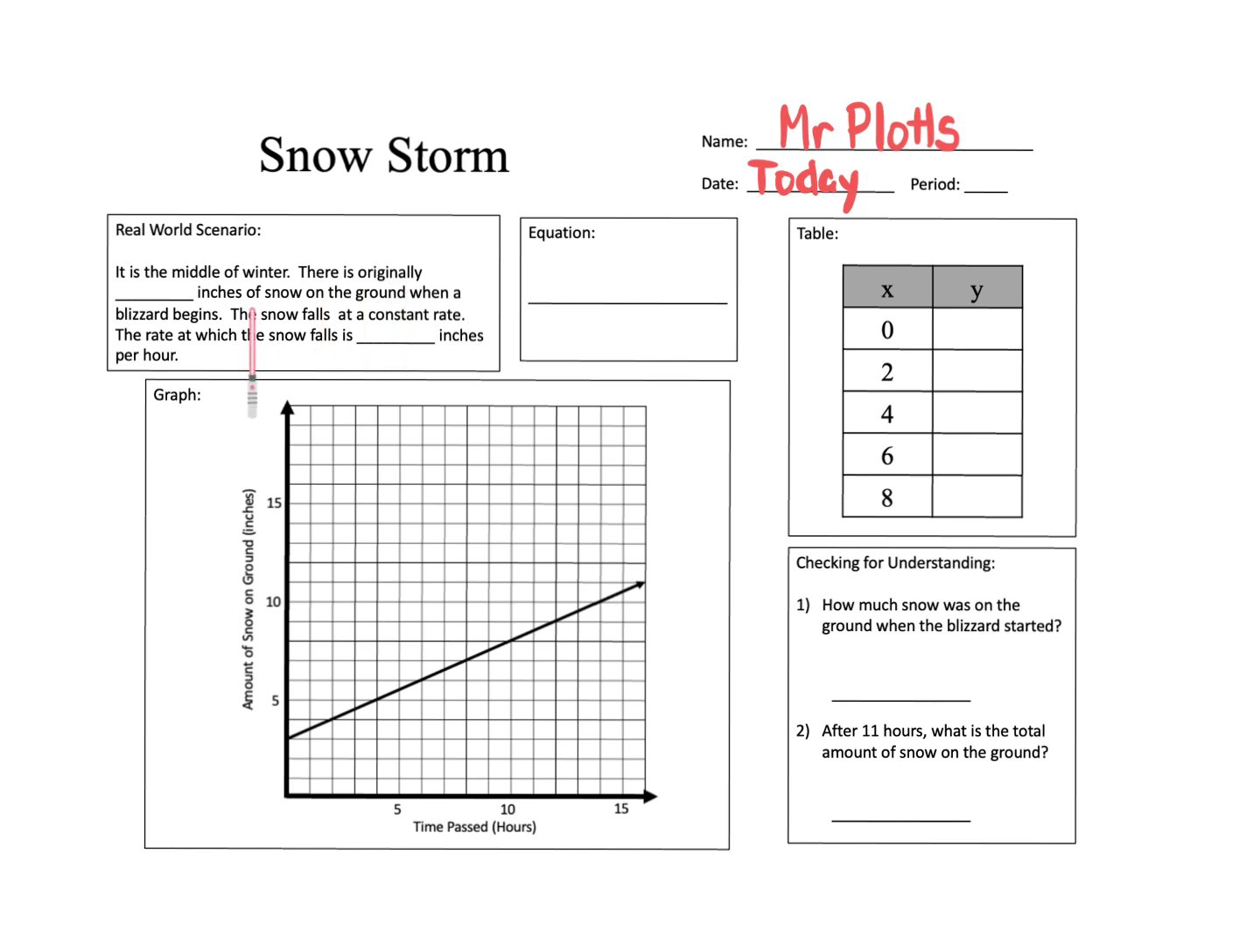It says there is originally blank inches of snow on the ground. We don't know that when a blizzard begins. The snow falls at a constant rate. That means that it falls at a linear rate. So our graph is going to look like a line. The rate at which the snow falls is blank inches, okay, per hour.